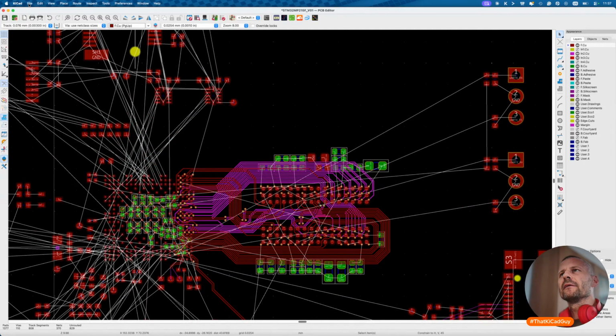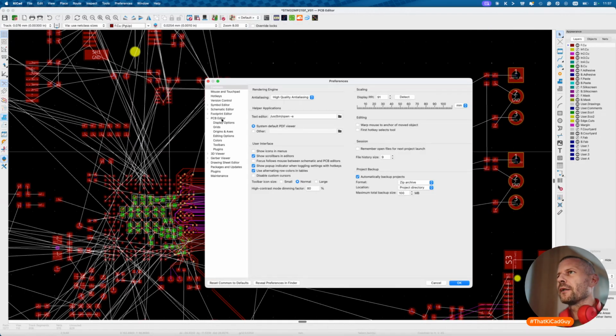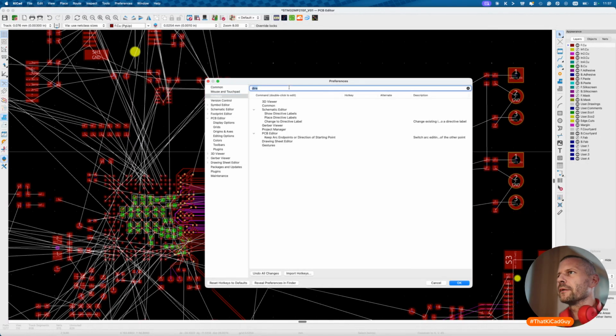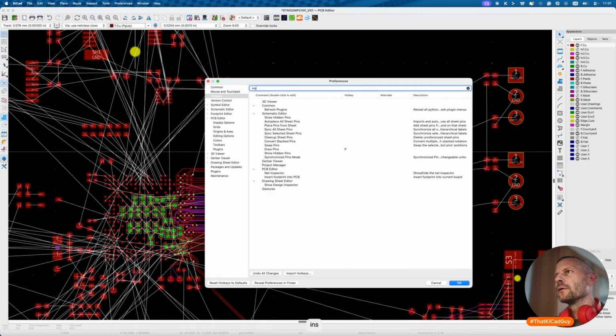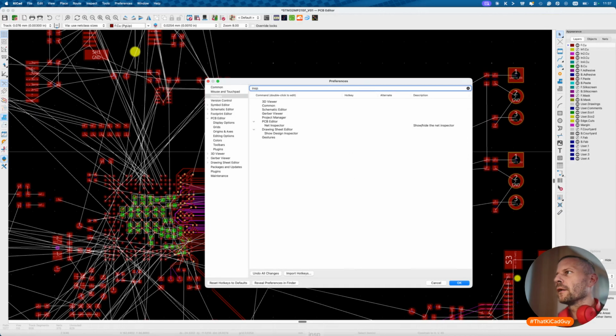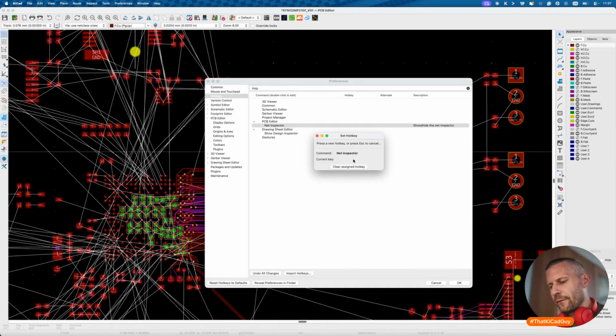And can we find a shortcut or hotkey to the inspector? Yes, we can. What can be?